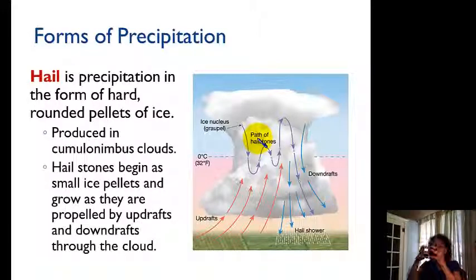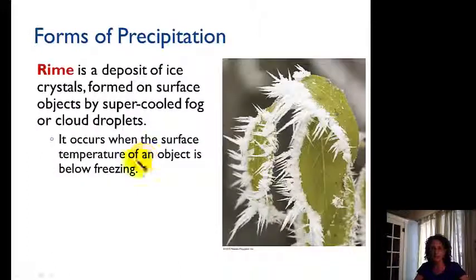And in that process, they grow, and they grow until they're big enough that they can actually fall all the way down towards the ground as hailstones. And they can achieve a pretty high velocity and be really damaging.